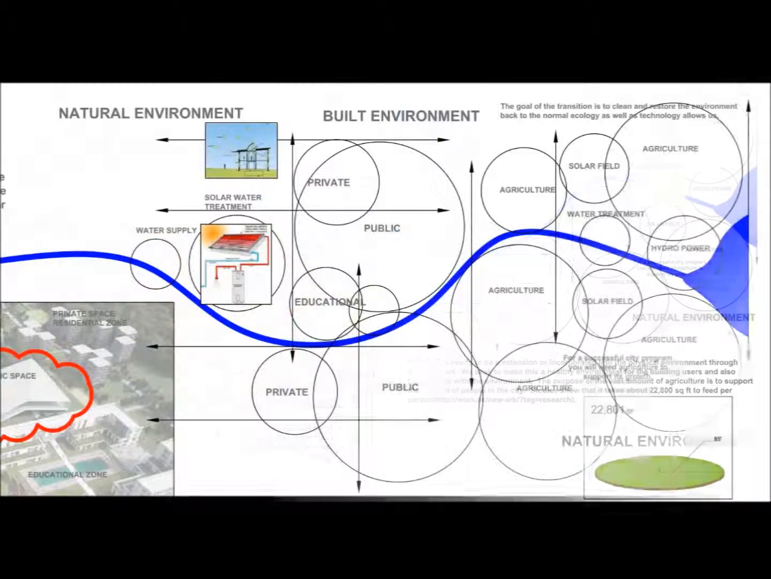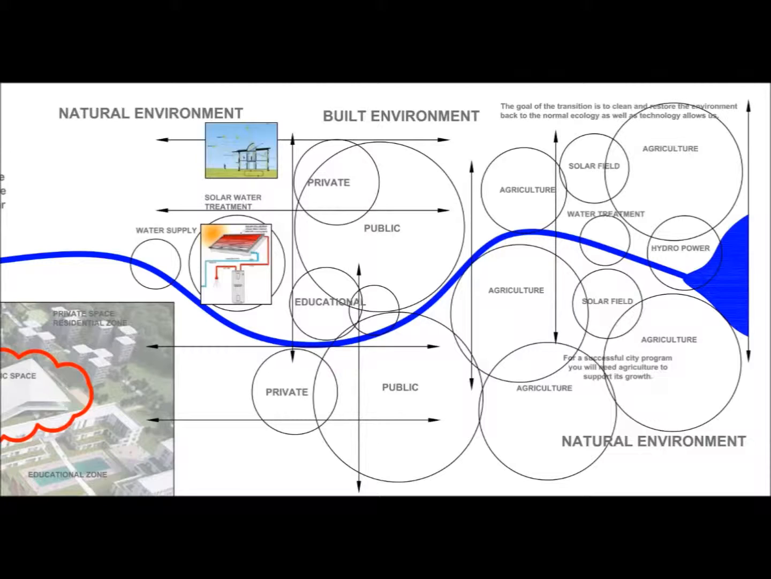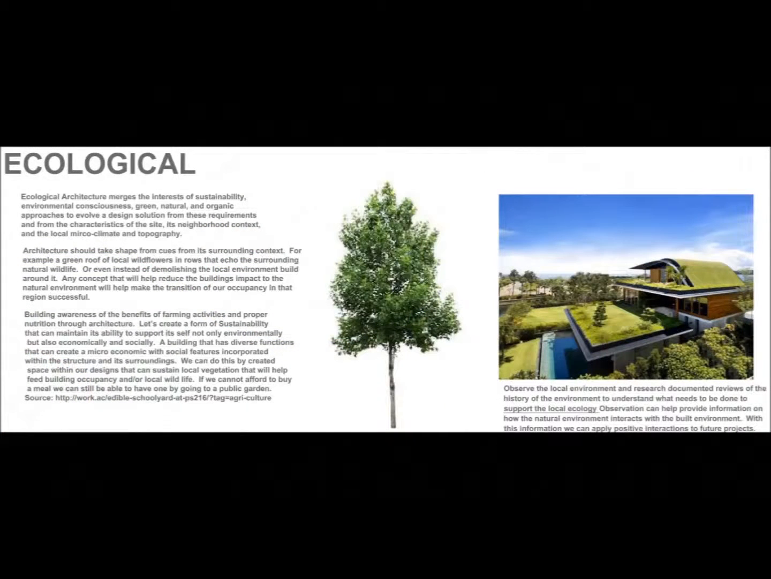The purpose of this vast amount of agriculture is to support the amount of people in the city. A study done by an architecture company called New Arc Mega Acropolis shows that it takes about 22,800 square feet to feed one person.